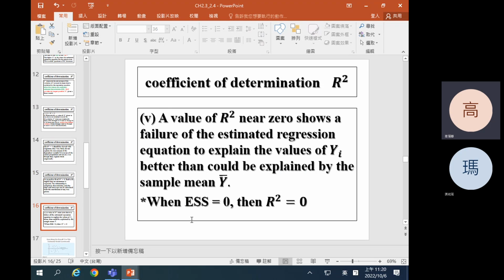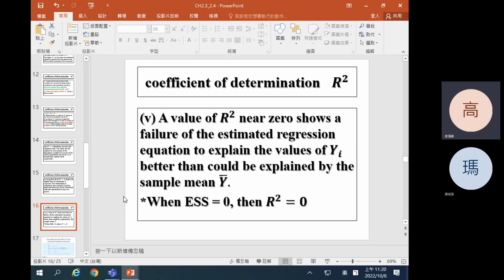Okay, and theoretically, R squared can be 0 too, if we have the ESS equal to 0, right? So the R squared, when ESS equals 0, is 1 minus ESS over TSS. When ESS equals 0, then R squared is 0. Okay? So if R squared is near 0, it shows failure of the estimated regression equation to explain the variation of y better than could be explained by the sample mean.